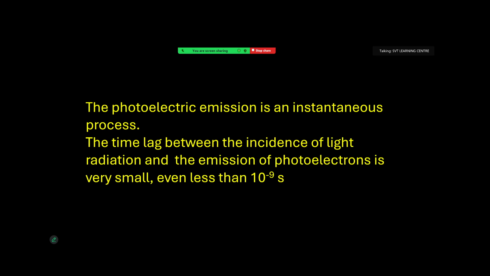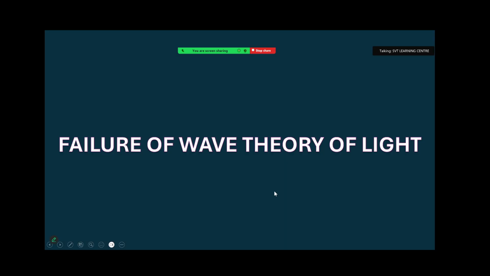The photoelectric emission is an instantaneous process. That means the light falls and electrons are emitted. Light falls, electrons are emitted. There is no time gap or time lag. Even if it is there, it is very small. So the time lag between incidence of light radiation and the emission of photoelectrons is very small, say around 10 raised to minus 9 seconds.